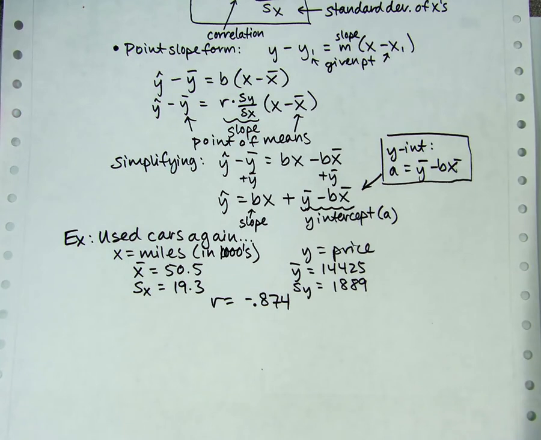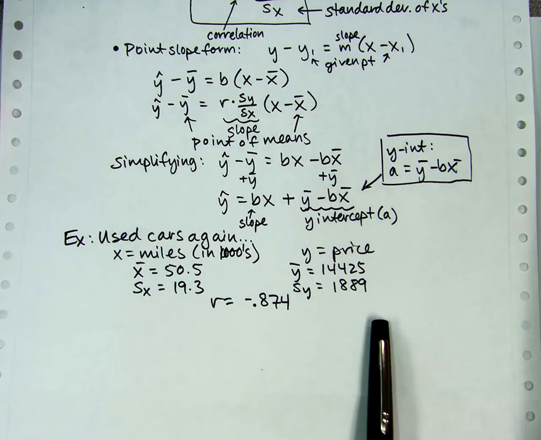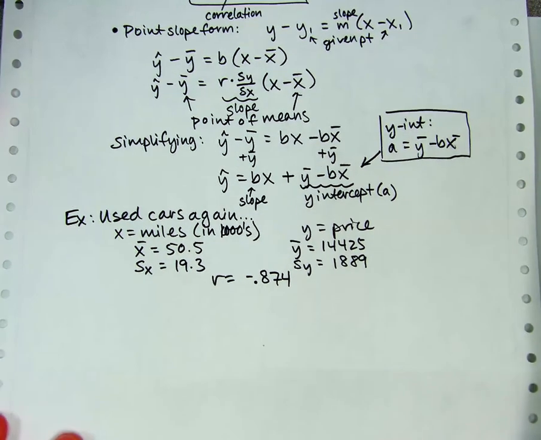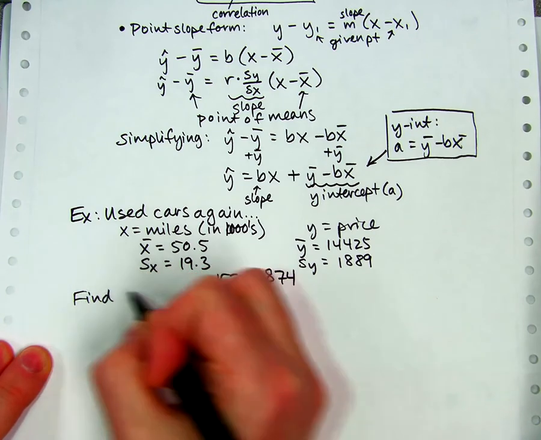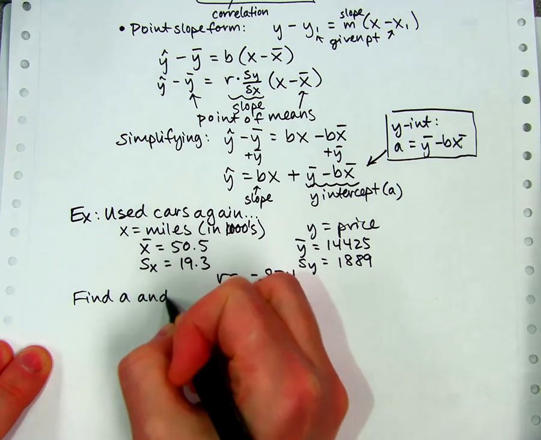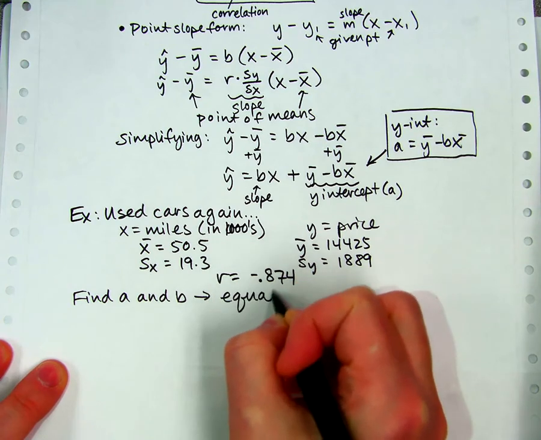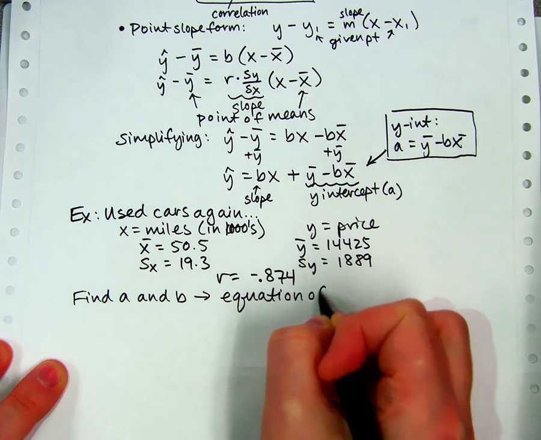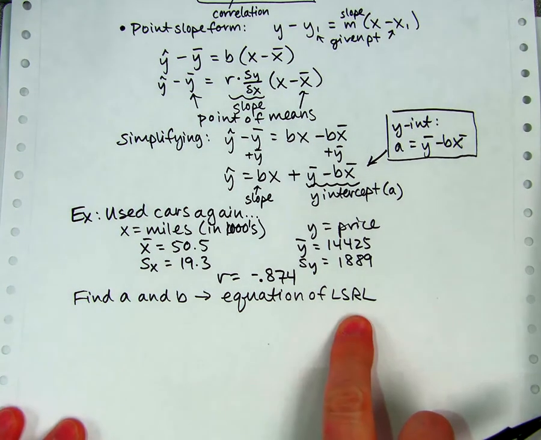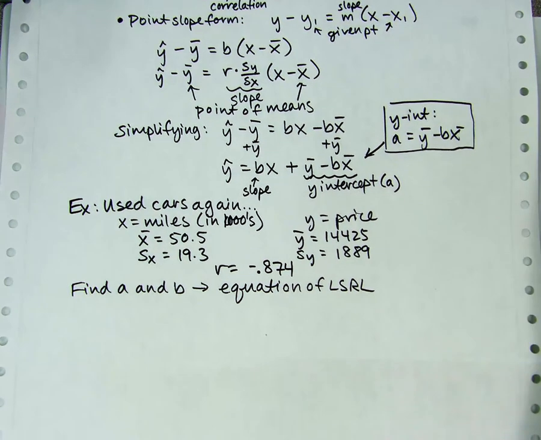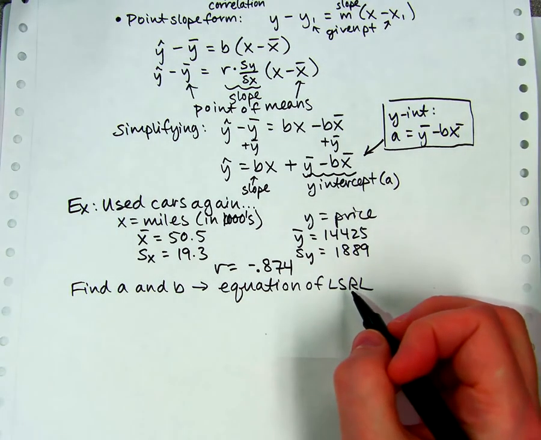Sometimes in the book and on the AP test, they give you just this information instead of the list of data. And they say, find the equation. Let's do that. So we're going to find A and B to get our equation of the least squares line. Least squares regression line. I really want you to get used to this abbreviation so I can keep writing it and not have to say every time what it is. I know I'm being lazy. That's okay.